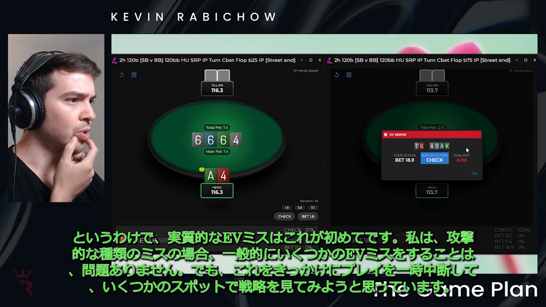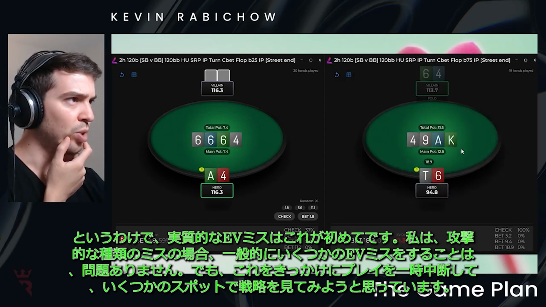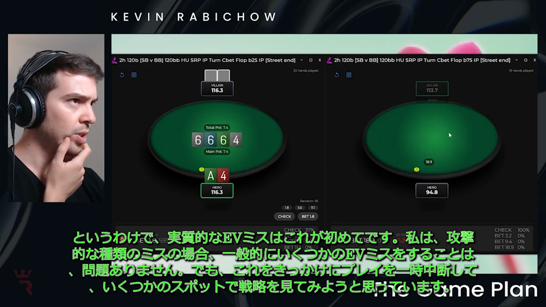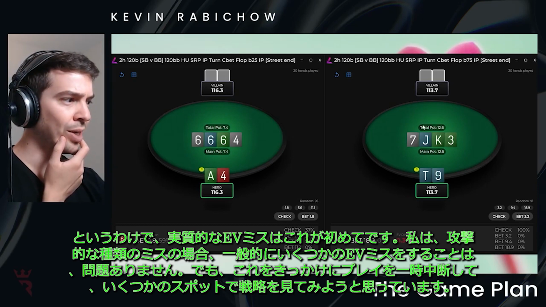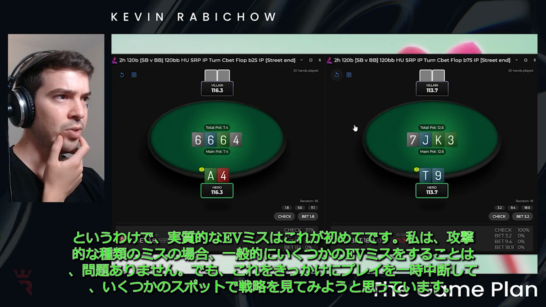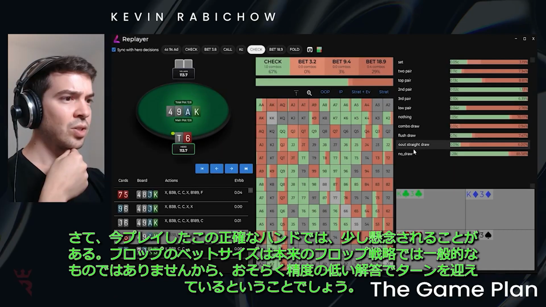So this is the first substantial EV mistake we've seen. I'm pretty okay with making some EV mistakes in general when it's the aggressive kind of mistake. But I'm going to use that as a chance to pause play and take a look at the strategy in some of these spots.